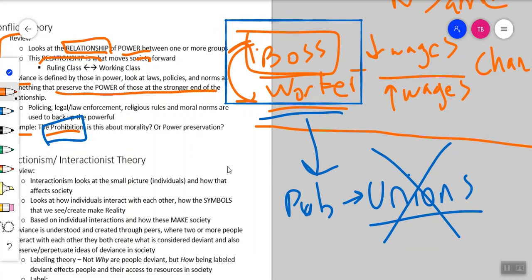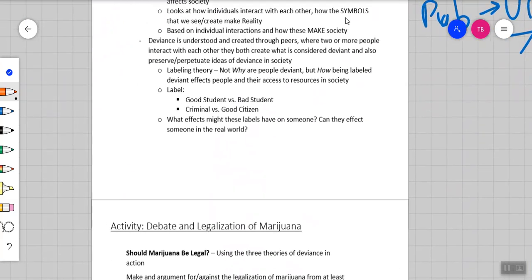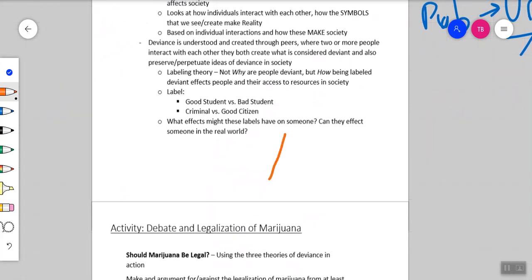Okay. Finally, when we look at the third perspective, the interactionism or interactionist theory, this again is when we're looking at this idea.